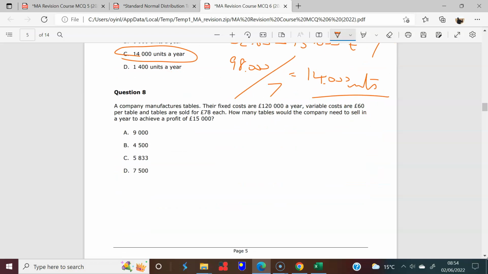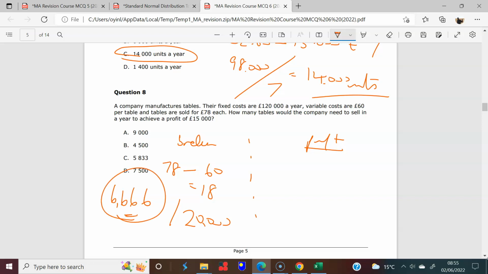Now, I'll do this how I taught you. I said that if you think about breaking even first, let's break even, and then let's find out how much we need to sell to make this profit. It says here that the fixed costs are 120,000 a year. So let's break even first. If I'm selling each table for 78 and it's costing me 60, I'm making 18 on each table. And if my fixed costs are 120,000, I need to first of all sell 120,000 divided by 18, which is not a very pretty number, which is 6,666, first of all.